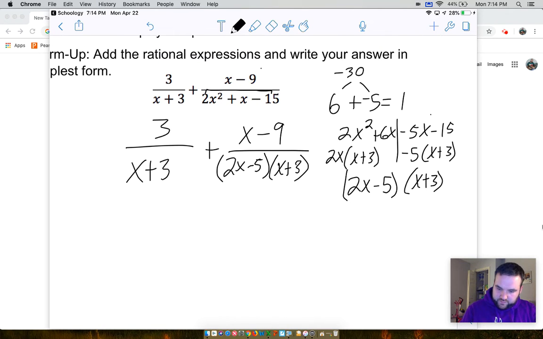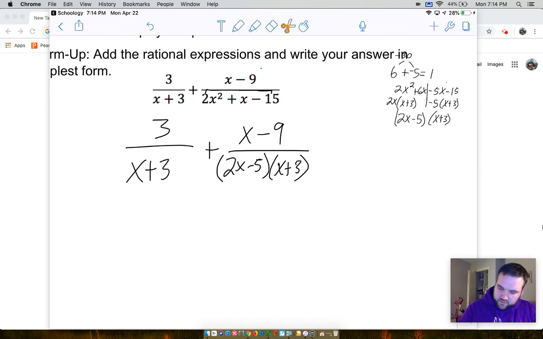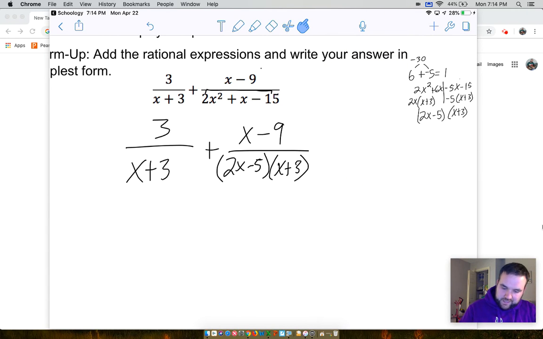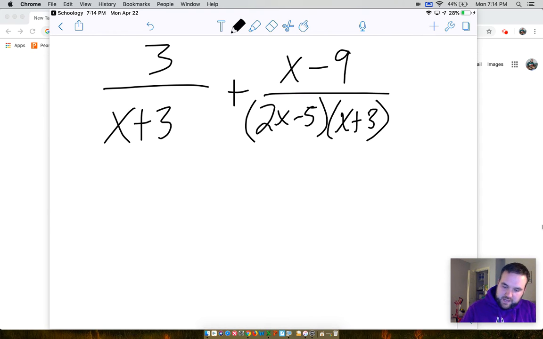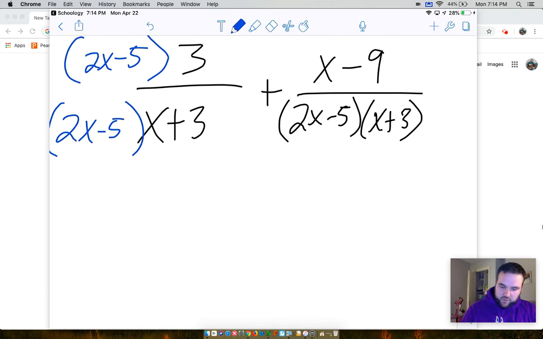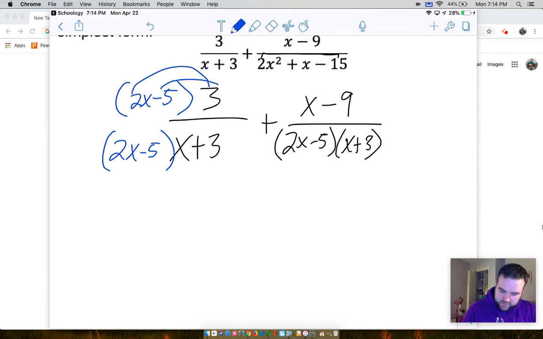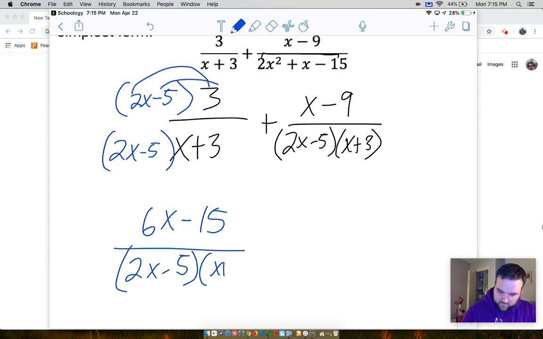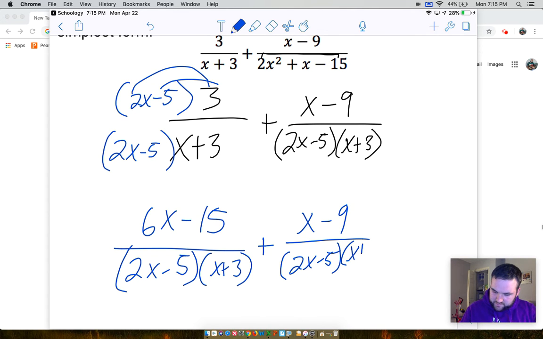Now all this work is great, but not necessary. It's like a little side calculation. Now I see that my left-hand fraction is missing the 2x minus 5, so I need to multiply that on top and bottom, 2x minus 5. I'm going to go ahead and distribute the 3 through the top. So I get 6x minus 15 over 2x minus 5 times x plus 3, and then plus x minus 9 over 2x minus 5 times x plus 3.